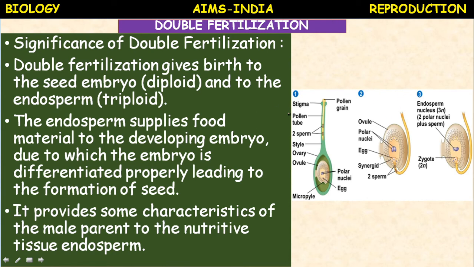Once again showing the endosperm, which is the 3n nucleus: the 2 polar nuclei combine with a sperm to form endosperm. Okay, the first sperm combines with the egg cell and forms the zygote.